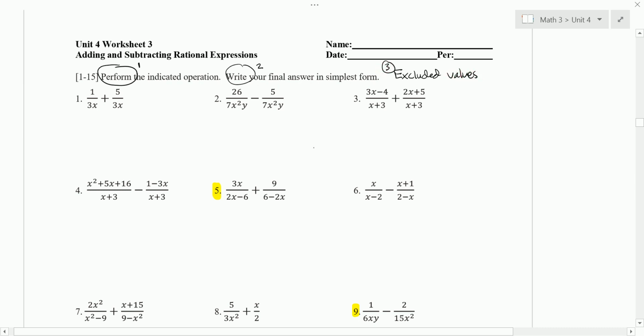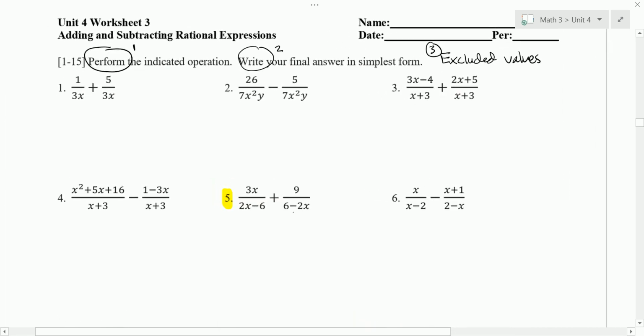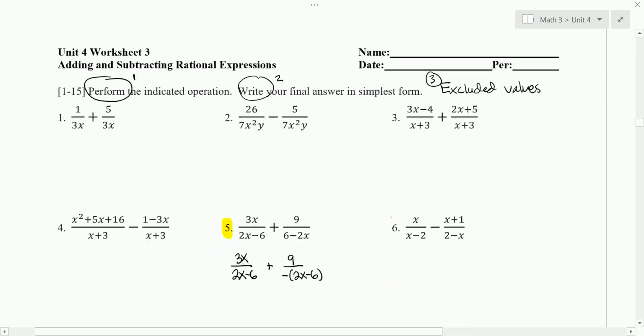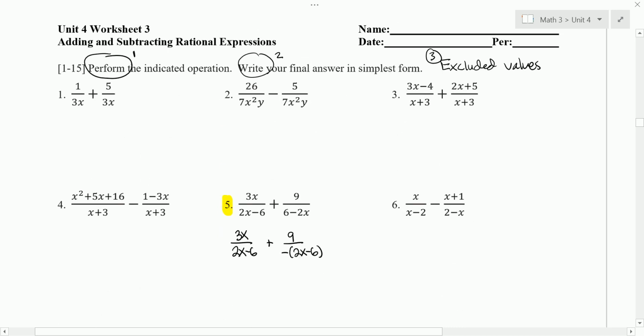So in number 5, we have a fraction, and when we add two fractions, we need a common denominator. And 2x minus 6 and 6 minus 2x are not the same denominator. But they are actually opposites of each other, so we can rewrite this as 3x over 2x minus 6 plus 9 over negative 2x minus 6. Because 6 minus 2x is the same thing as negative quantity 2x minus 6.